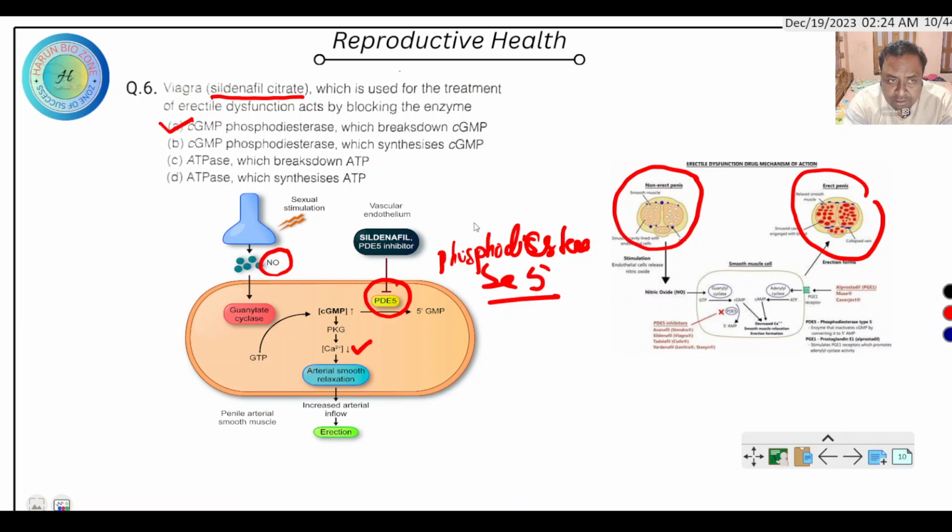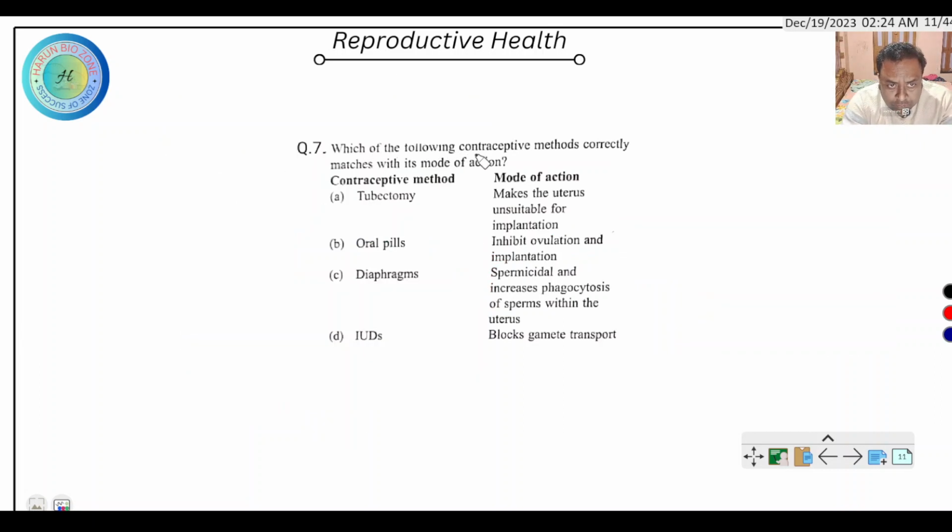Next question: which of the following contraceptive methods correctly matches with its mode of action? Here, all of these are contraception methods. Which one is correctly matched with its method? Tubectomy. What is the meaning of tubectomy? Tubectomy means the fallopian tube. It is a permanent method of contraception in which the fallopian tube is cut.